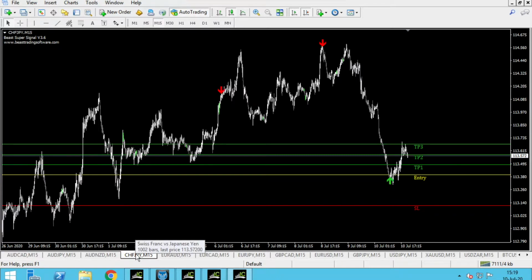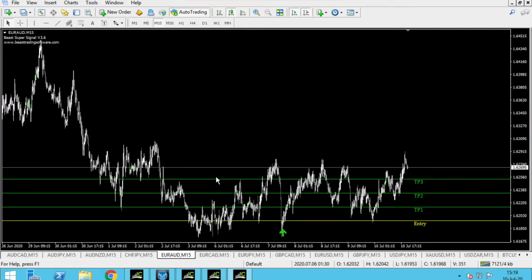Jumping into a pair we don't actually trade too often, we have the Swiss franc and yen. Looking back, we had a sell signal, which did unfortunately hit stop loss, but then we recovered very nicely with a sell, and then earlier today we had a very good buy signal, which did hit TP3 as well. So overall, some pretty decent profits on this pair.